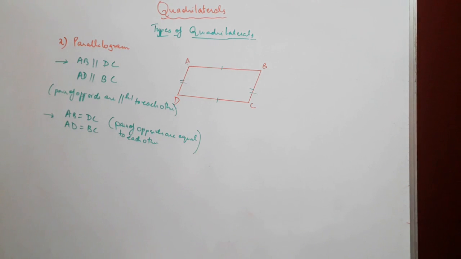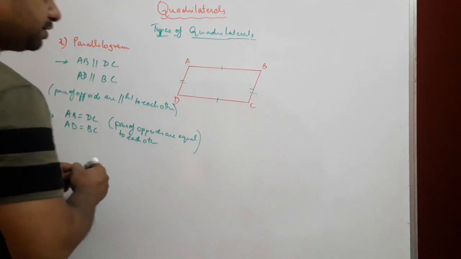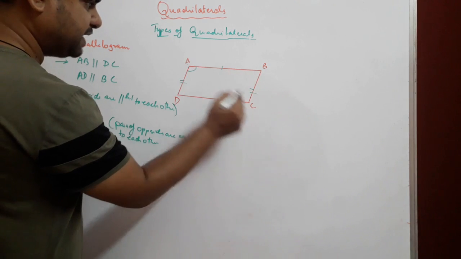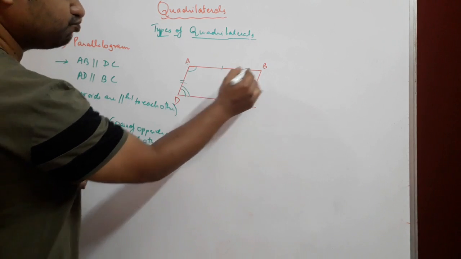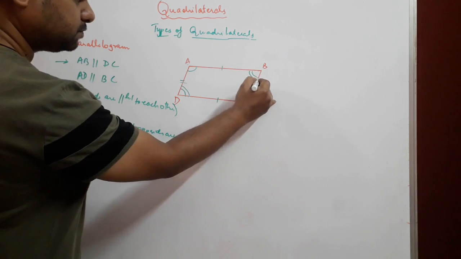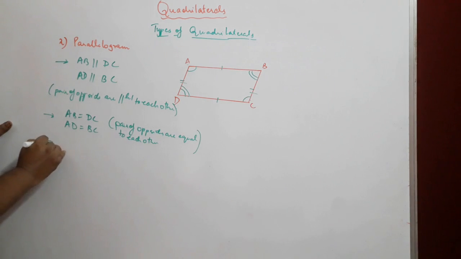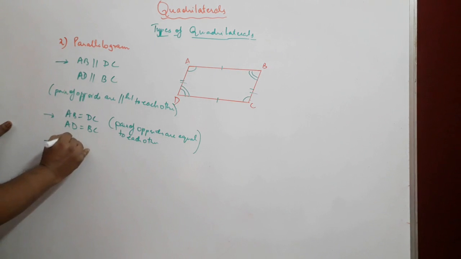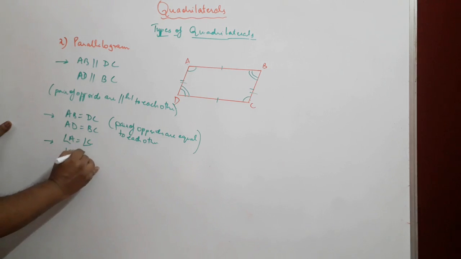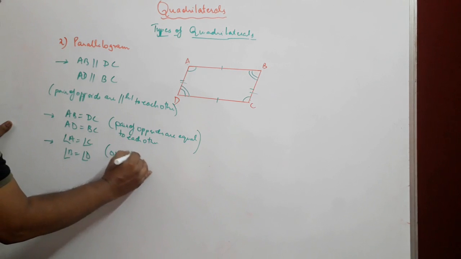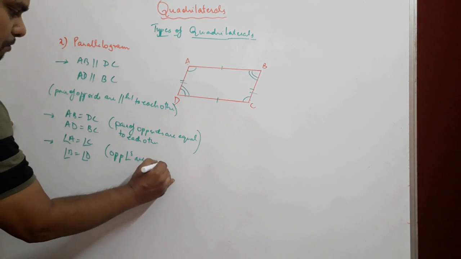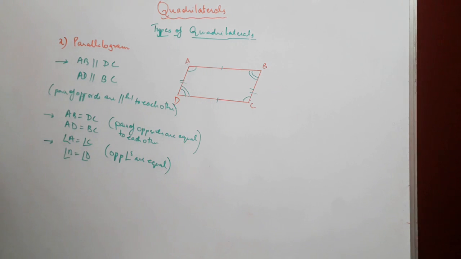Done. Now, in a parallelogram, opposite angles are also equal, this way. So we can say that angle A is equal to angle C and angle B is equal to angle D. Opposite angles are equal.